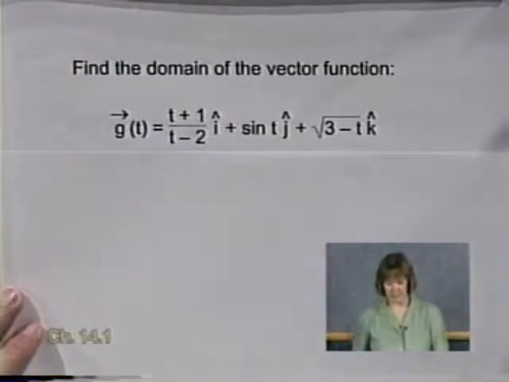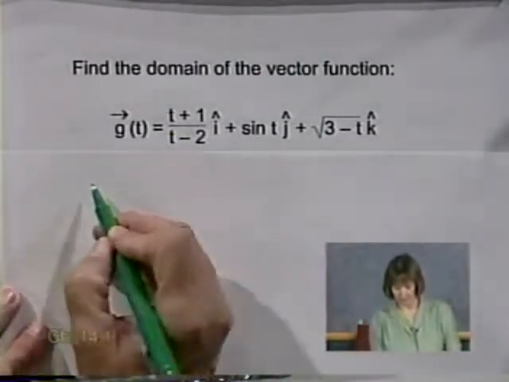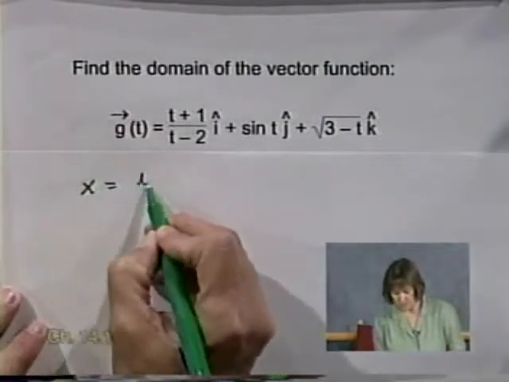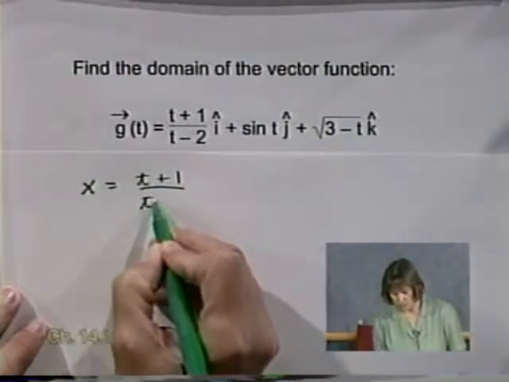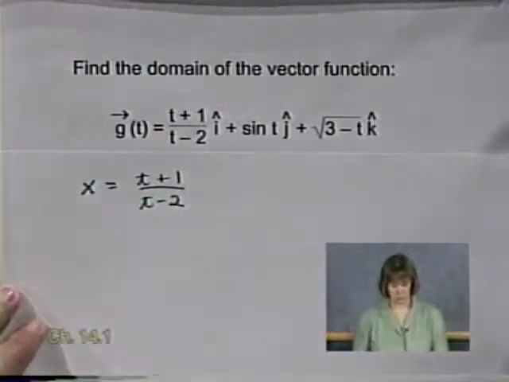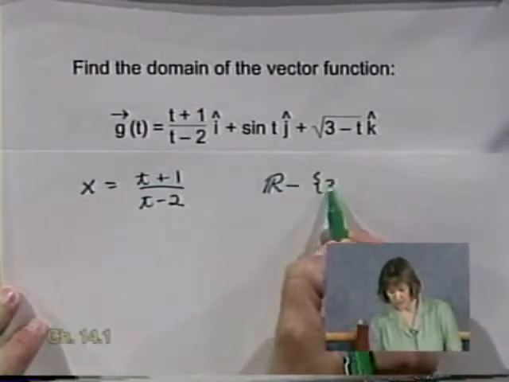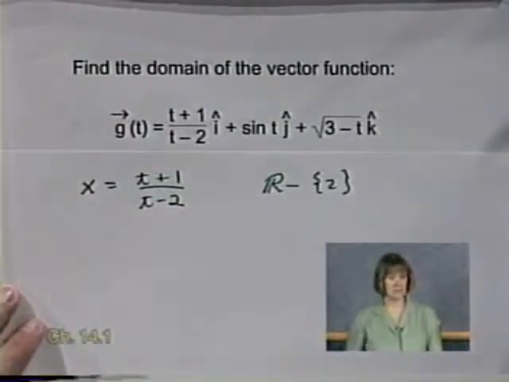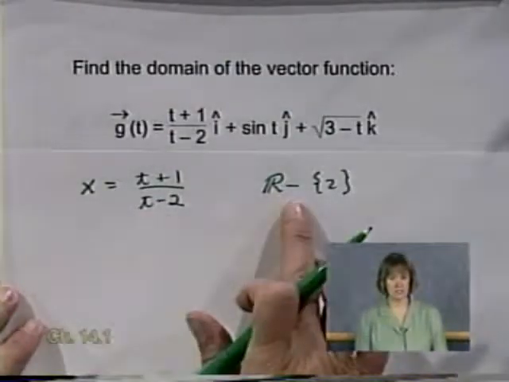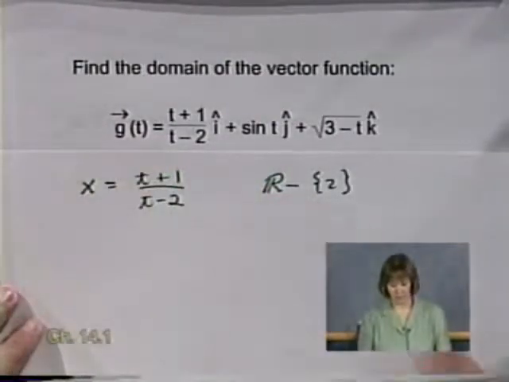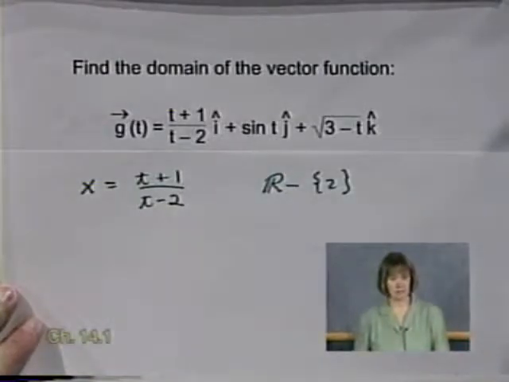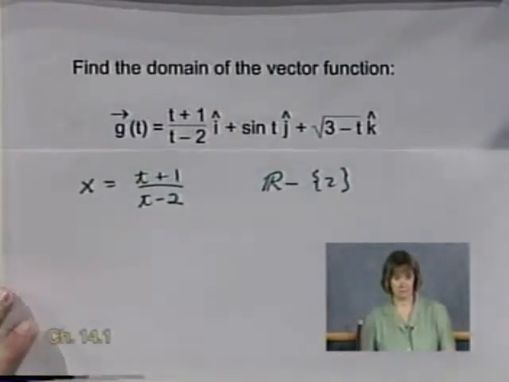i plus sine t j plus square root of 3 minus t times k. Well, notice we have x equals (t plus 1)/(t minus 2). So the domain for that function would be all reals except the number 2, because you can't divide by 0. So for the domain for g, we have to eliminate 2. 2 is not going to be in that domain.